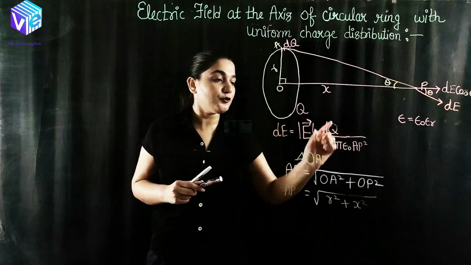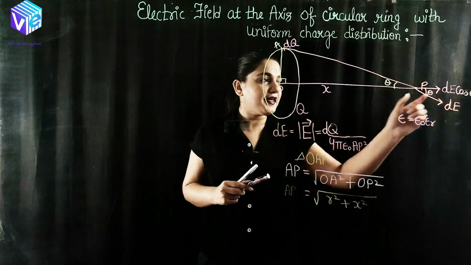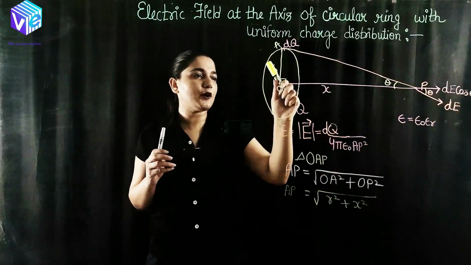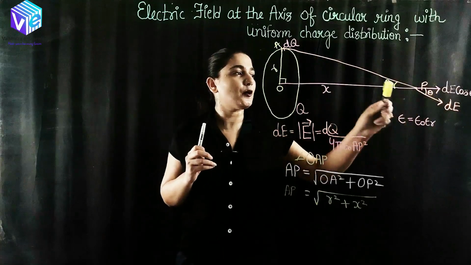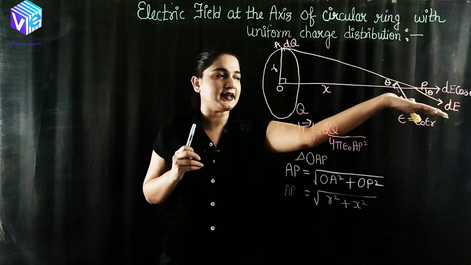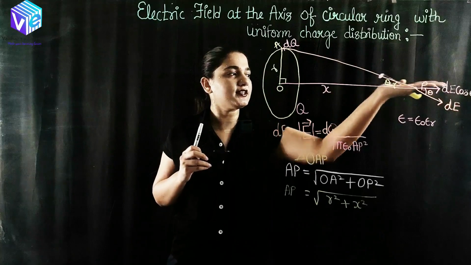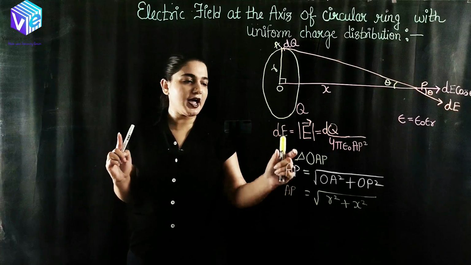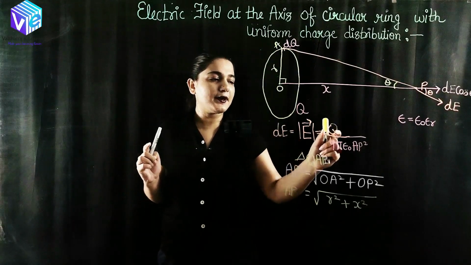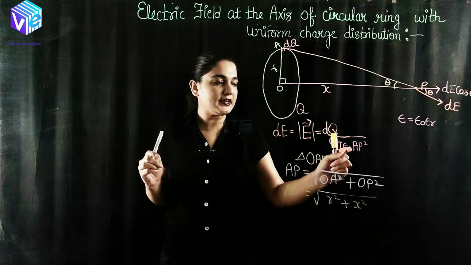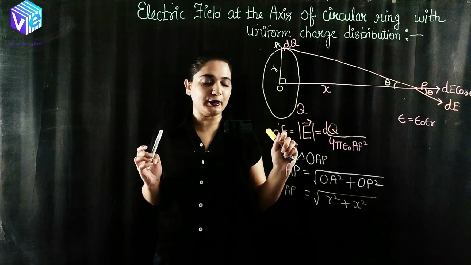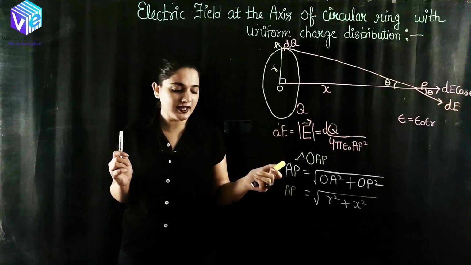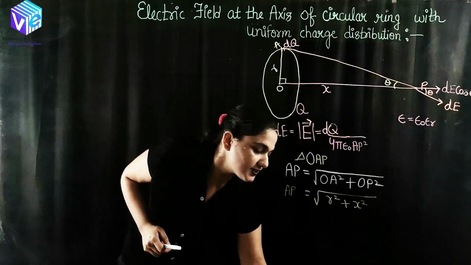Now I hope you have found out this AP, and now we need to find out the dE cos theta. We need to find out the electric field on this axis. We have found out dE on this line. If I need to find out electric field on this axis, it will be dE cos theta. So now I need one more term. I know what is dE. In dE, I know what is dQ, I know 4 pi epsilon naught, and I know AP square as well. What I don't know is cos theta. So now I need to know what is cos theta.